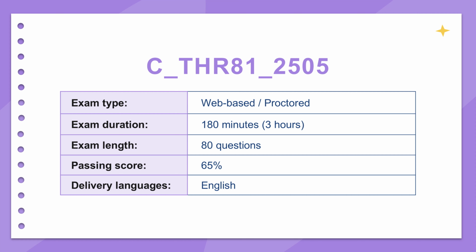Okay, let's unpack this. Today, we're diving into something that might sound a bit niche at first, but honestly, it offers some incredible insights into how big organizations really manage their people and their processes. We're talking about enterprise system configuration. And our lens for today is the CTHR 81-2505 exam.